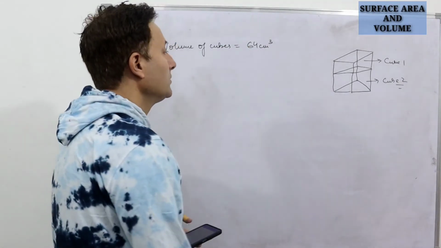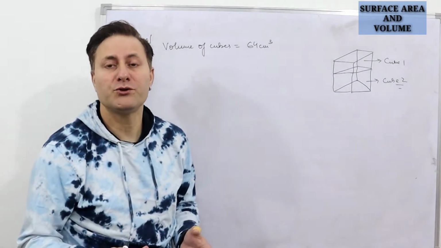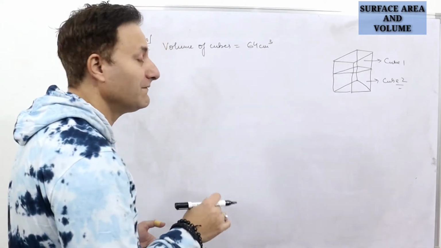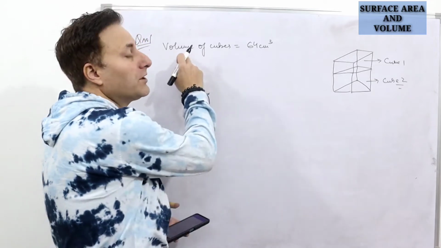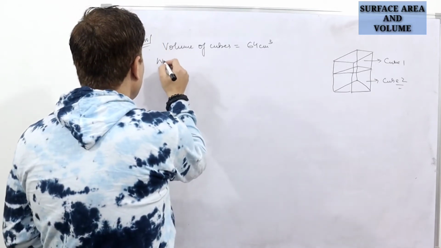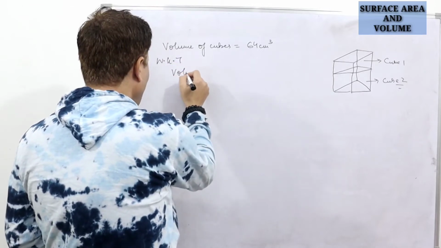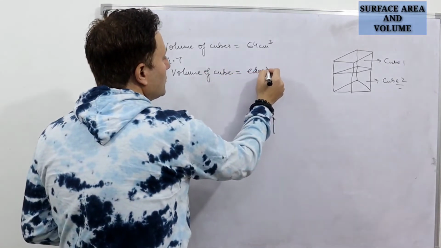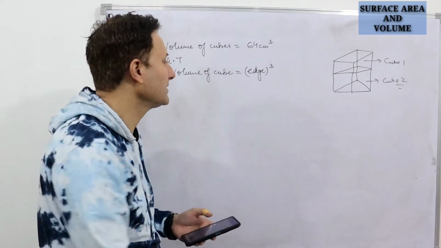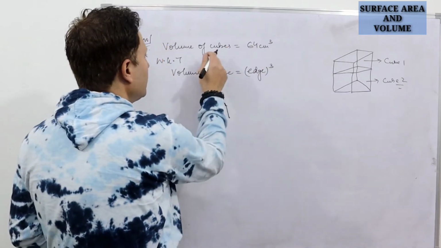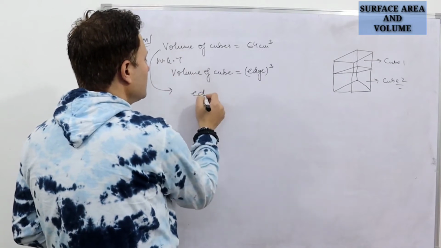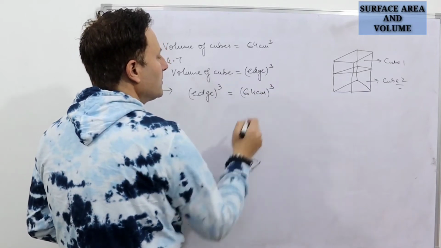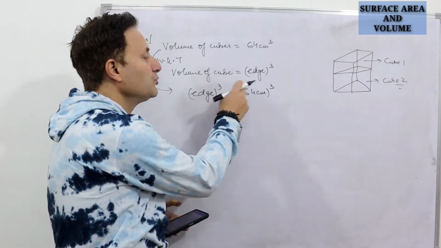Okay, now this chapter is all about formulas. You need to remember and memorize all the formulas, because without formulas I don't think you will be able to do even one question. So we need to know what is the volume of cube. So we'll write, we know that volume of cube is equal to edge cube. Okay guys, so that's the volume of cube. So now we'll take this, volume of cube is edge cube, and this is 64 centimeter cube.